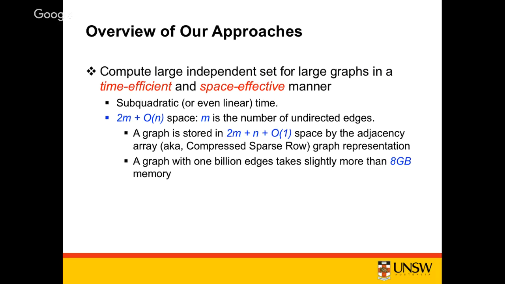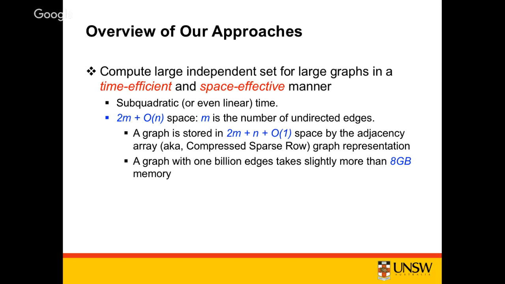Here, in a space-effective manner, we want the space to be 2 times m plus big O of n. Here we distinguish two constants for m and n. For m, we specify the constant to be 2, and for n, it can be any constant. This is because in the real world, especially for large graphs, the memory space to store a graph is dominated by the edges. So here we use a graph representation we call an adjacency array, or compressed sparse row in the matrix literature. The graph can be stored by 2m plus n integers.